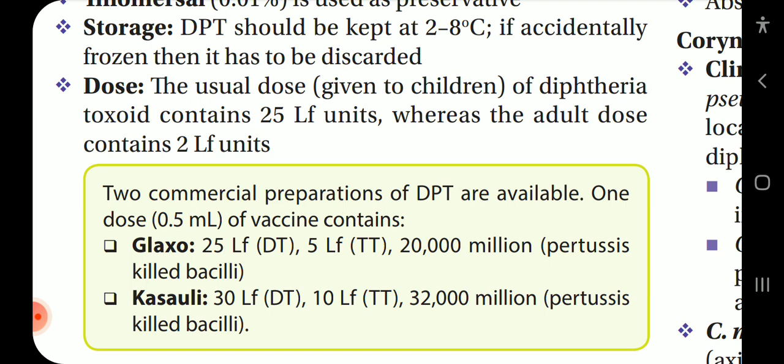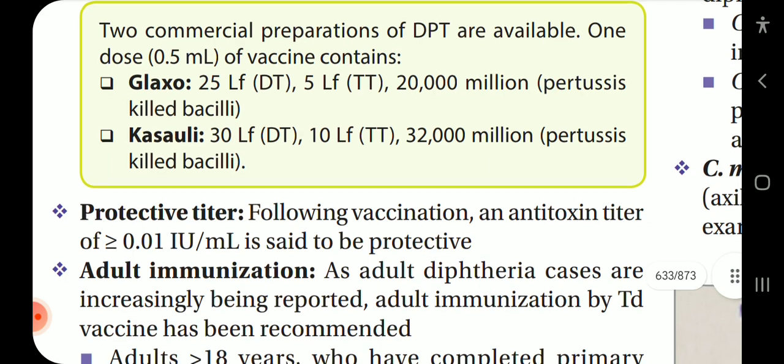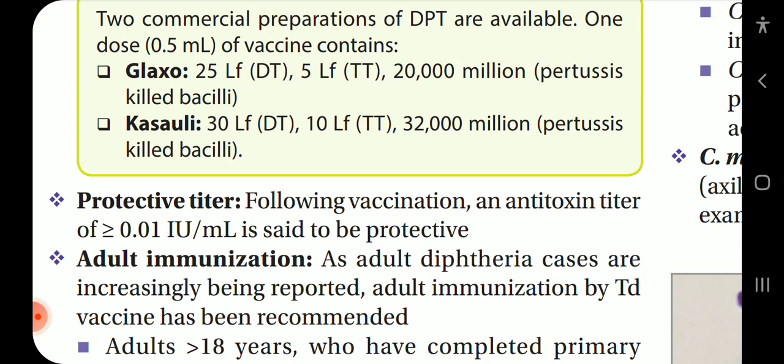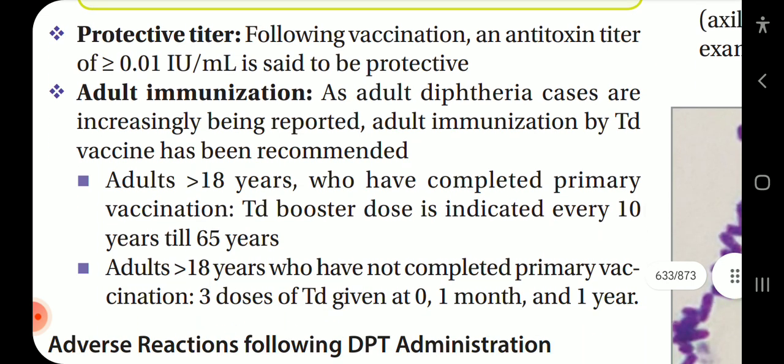The usual dose given to children of diphtheria toxoid contains 25 LF units, whereas the adult dose contains 2 LF units. Two commercial preparations of DPT are available. One dose 0.5 ml of vaccine contains: Glaxo 25 LF DT, 5 LF TT, and 20,000 million pertussis killed bacilli. Kasauli 30 LF DT, 10 LF TT, and 32,000 million pertussis killed bacilli. Protective titer following vaccination, or antitoxin titer of more than 0.01 international units per ml, is said to be protective.